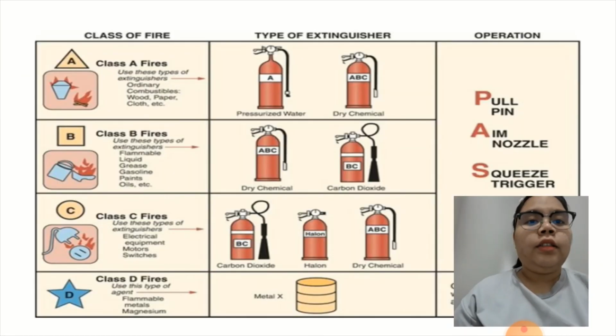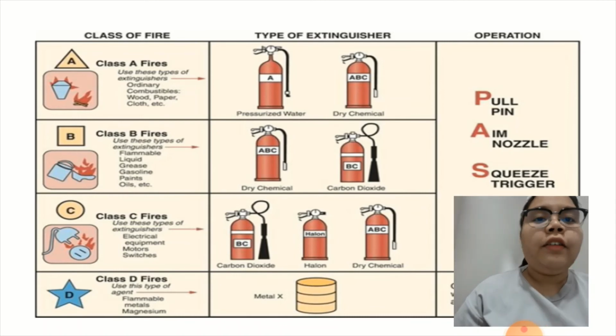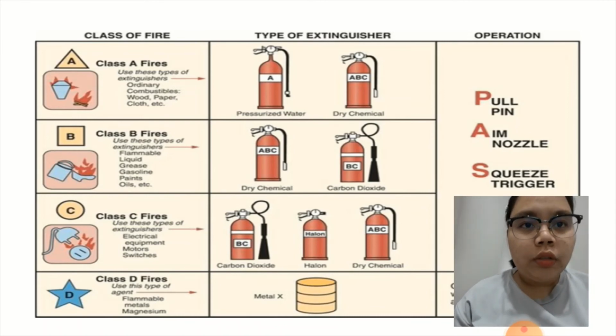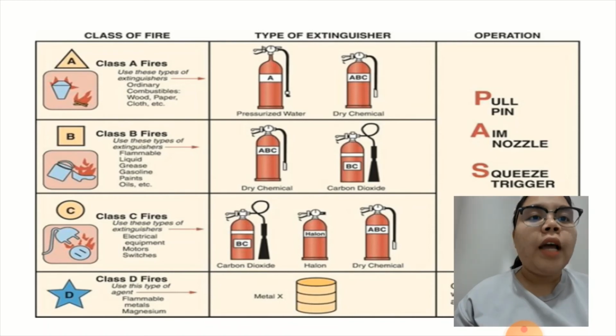Classifications of fires. So these are the classifications. For class A fires, such as ordinary combustibles, wood, paper and clothes, etc., the type of extinguisher that you will use is pressurized water and dry chemical.